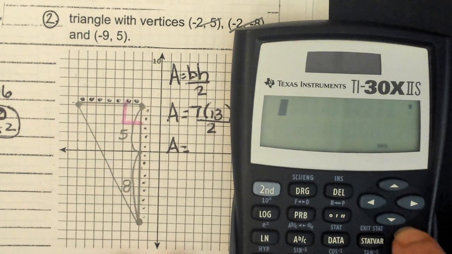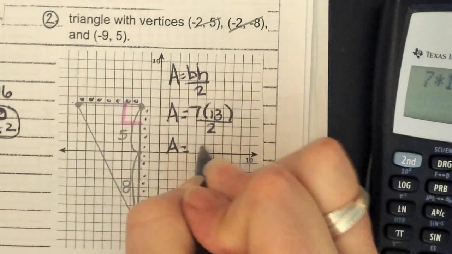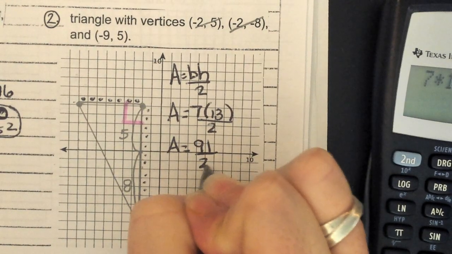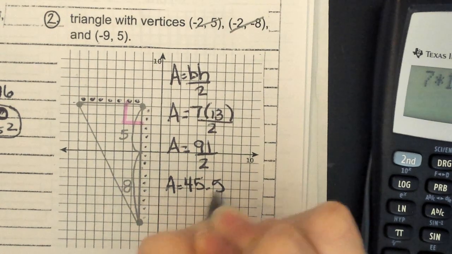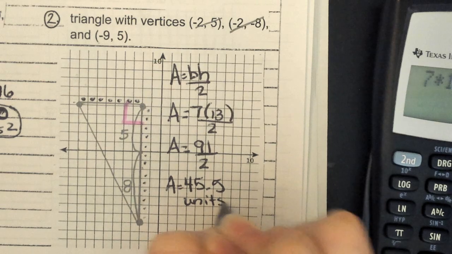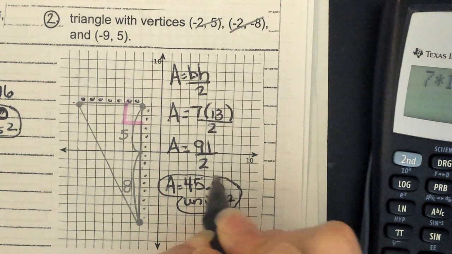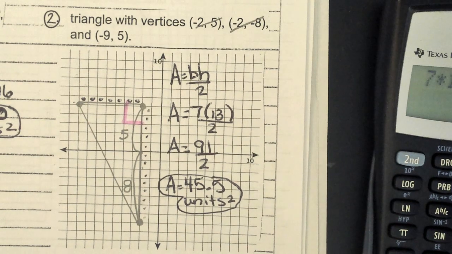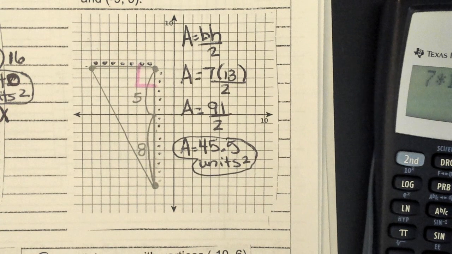Okay, so we know 7 times 13, 91. But we got to divide by 2, 45.5 units squared. That's why I was saying none of this is different. It's just putting it all together now. It's a little geometry, a little algebra, formulas, drawing. It's everything.